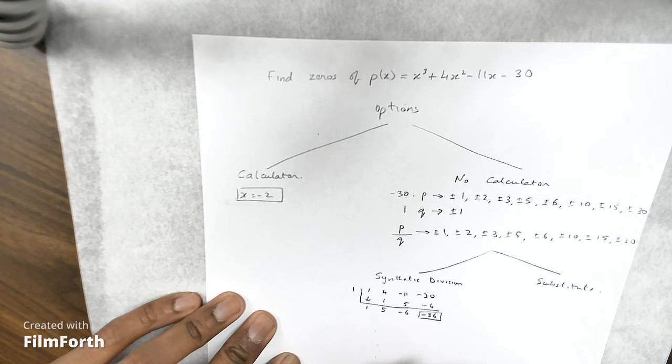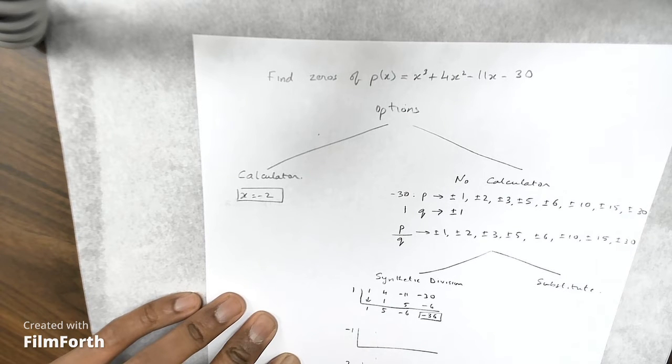So you will keep doing each one. We'll have -1, then +2, then -2. You'll keep doing this until you find a 0. This is what you're looking at.